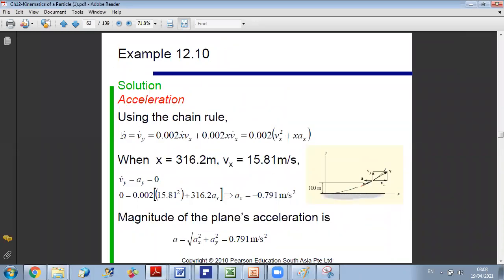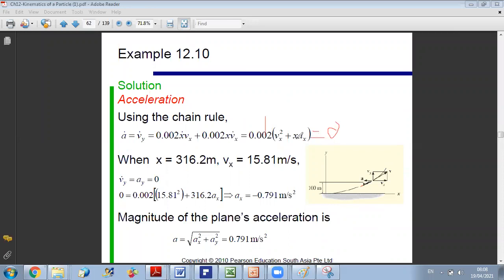So for ay, it is 0 since vy is constant. Now if I derive the relation I had previously, I will get, as we did together, this is equal to 0. So the constant will be eliminated since it's equal to 0, and you will get vx squared plus x ax equals 0.